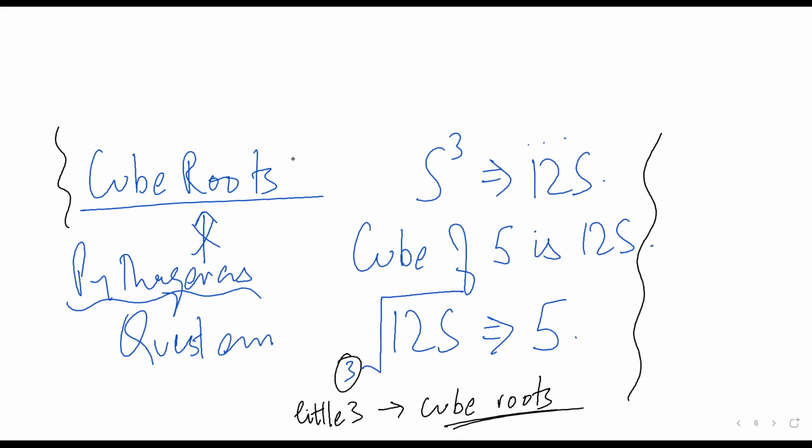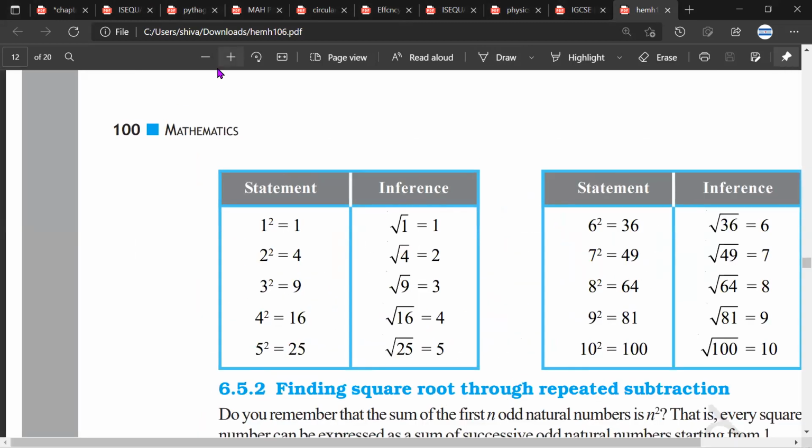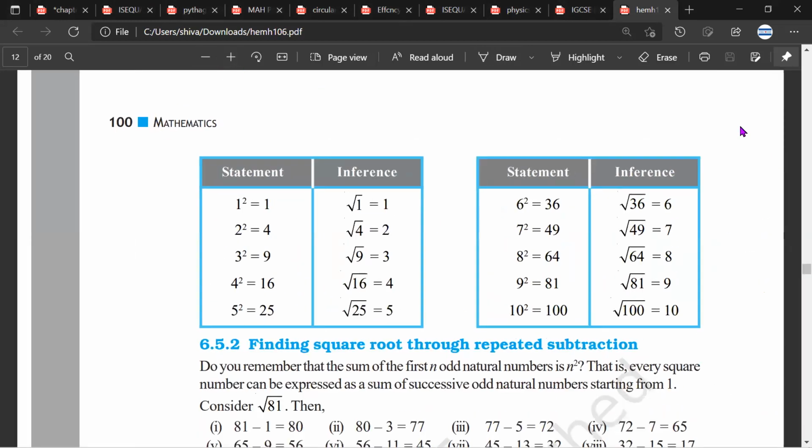Now we need to answer Mr. Satya's question: sir, you told us this, but then how do we find the square roots? Okay. So these are the examples that I had taken, and just to review the concept: 1 square is 1, but this symbol.